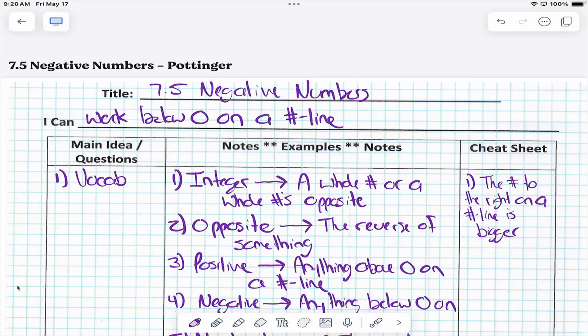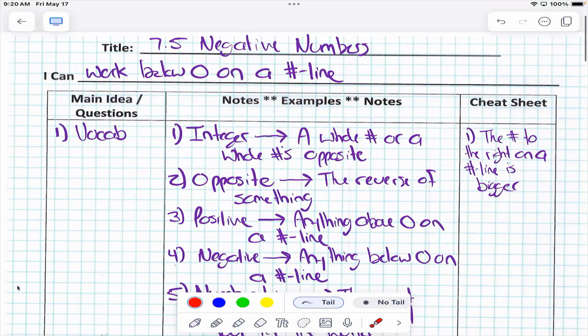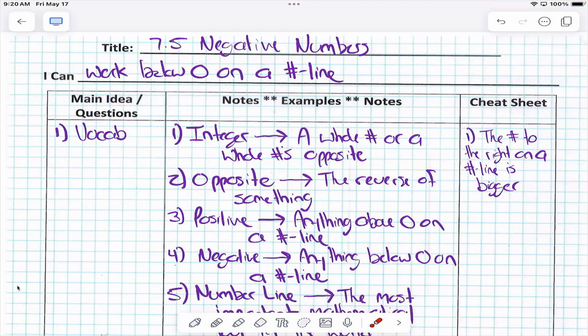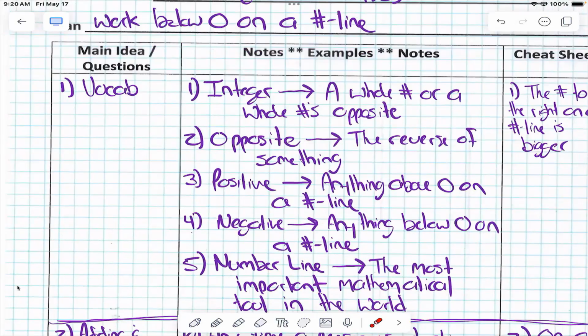7.5 negative integers, or negative numbers. Can you work below zero on a number line? Yes, you definitely can. Okay, here we go. Integer, define it on the count of 3. 1, 2, 3. A whole number or a whole number's opposite.